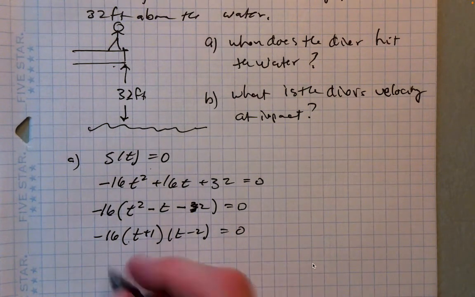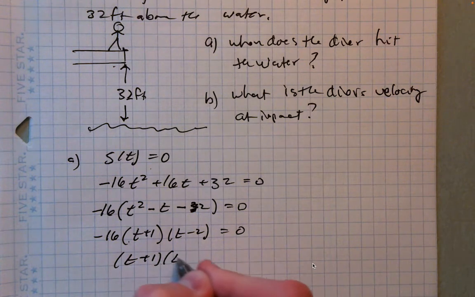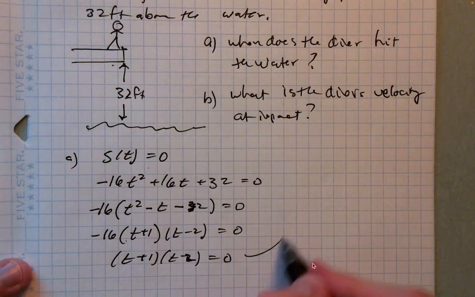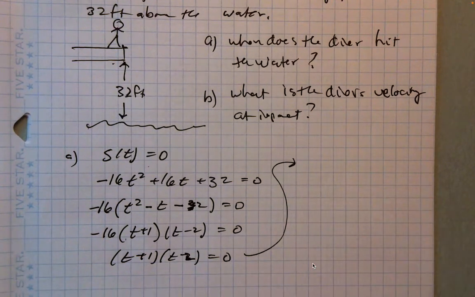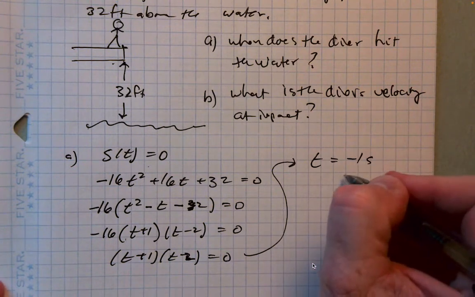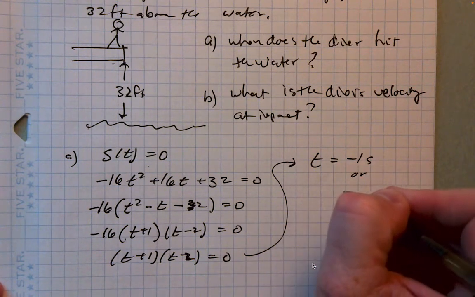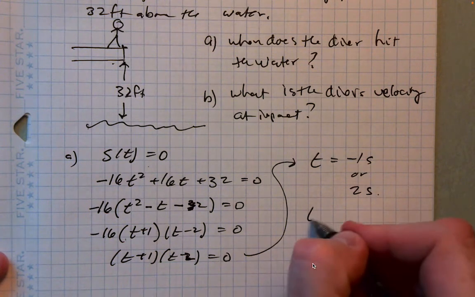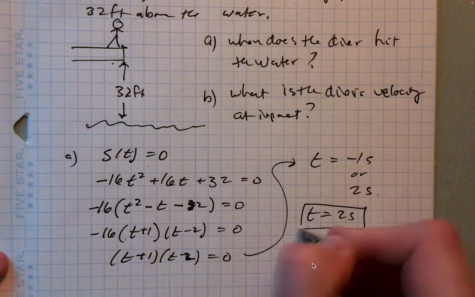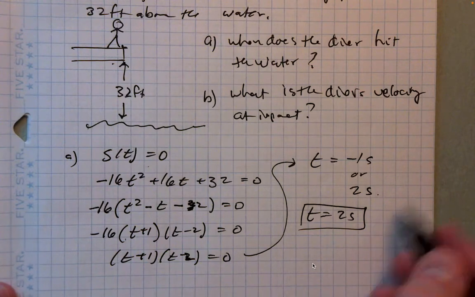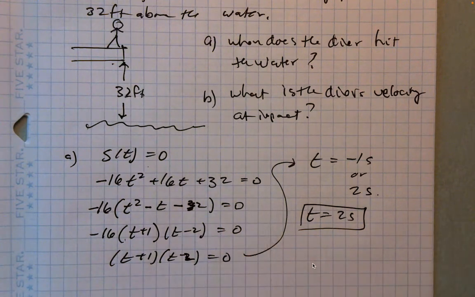Well, the negative 16 is inconsequential. So that means we've got two solutions here, right? So the two solutions are t equals negative 1 second or 2 seconds. So obviously t equals 2 seconds is the solution that's relevant to the physical scenario, right? You can't have a t equals negative 1 second. Okay, so the diver hits the water after 2 seconds, given this position function.